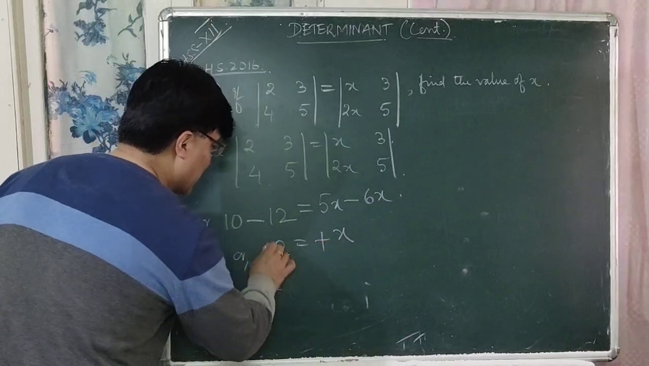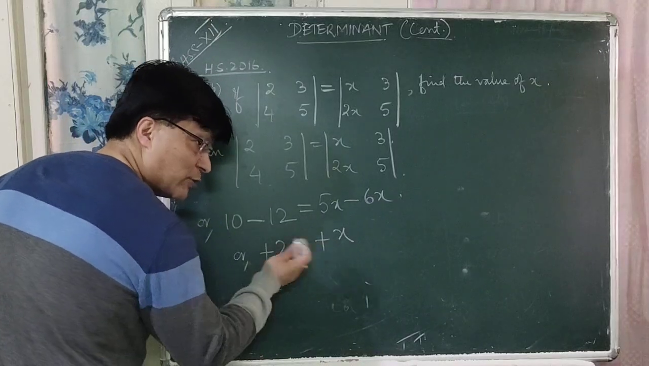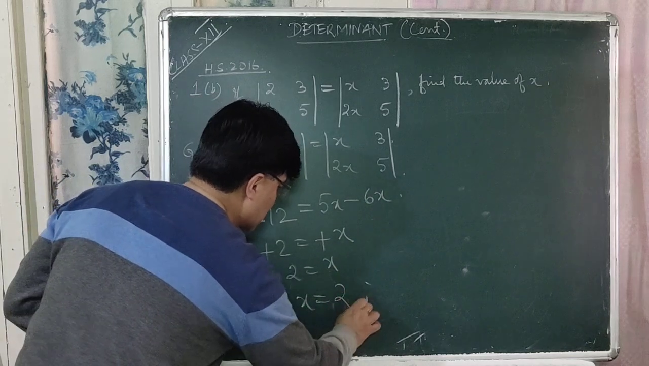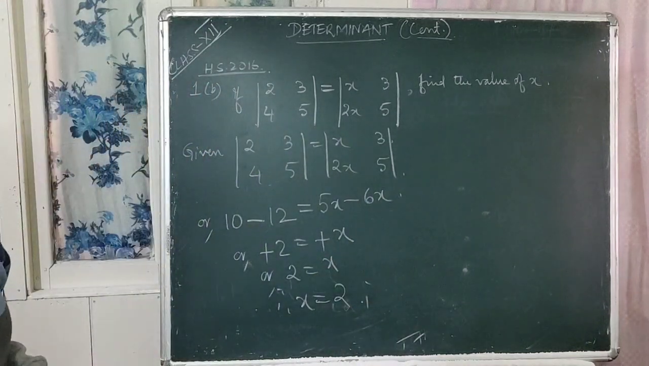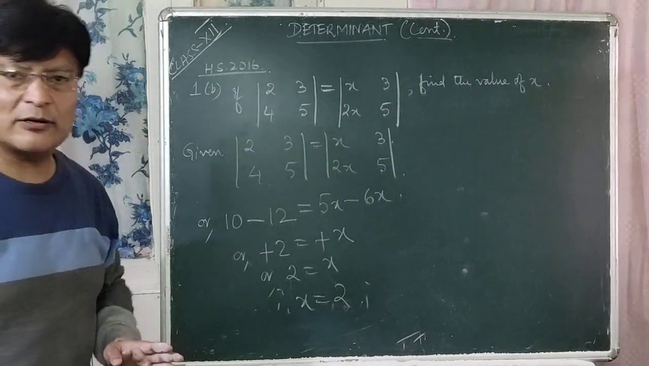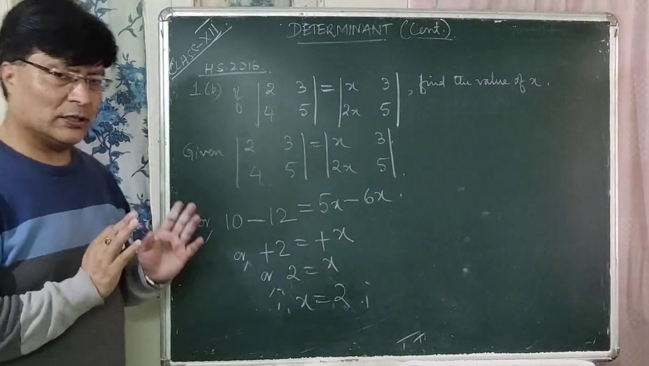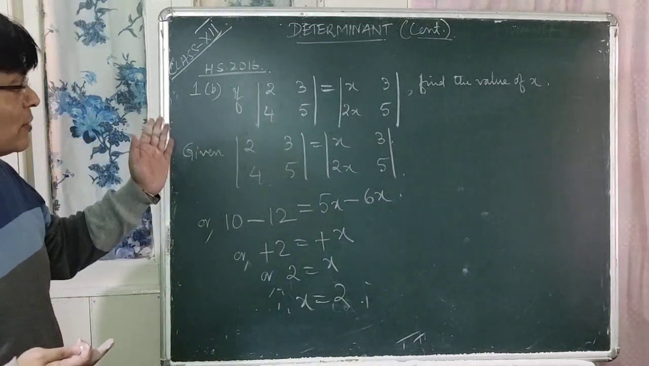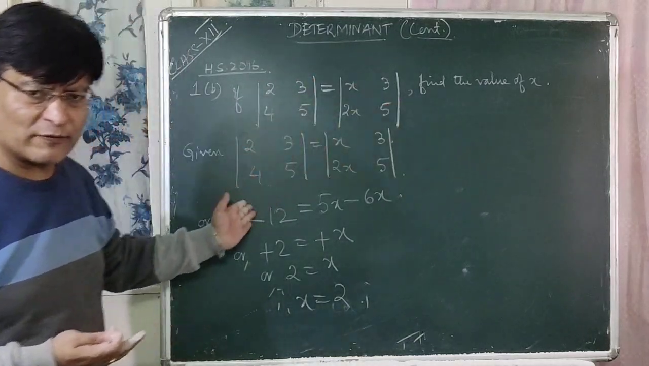From both the sides you can cancel this minus. So 2 is equal to x. Therefore it is x is equal to 2. Is that clear? So this is the second order determinant. How will you solve it? You have to solve it. That means you have to get the value for x. It is just like solving, isn't it?